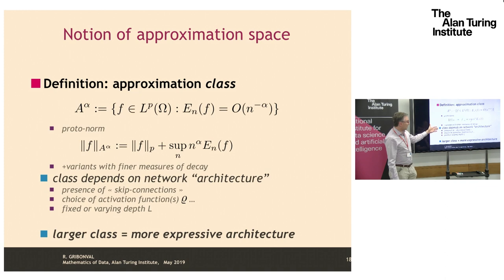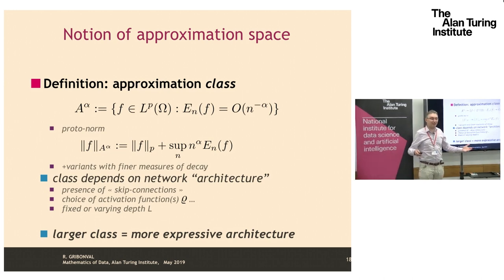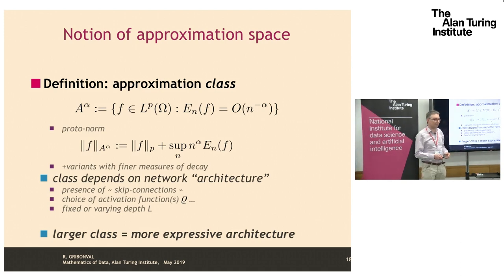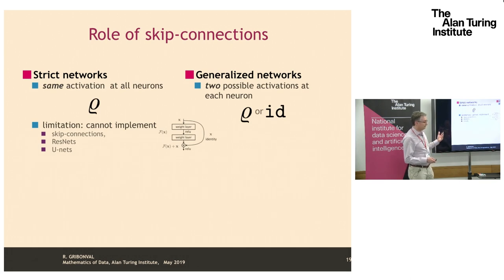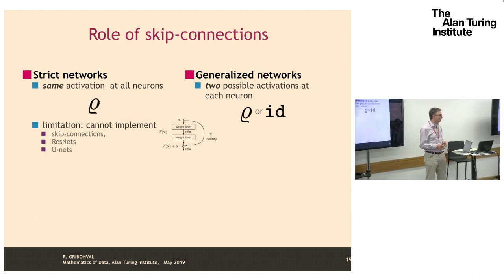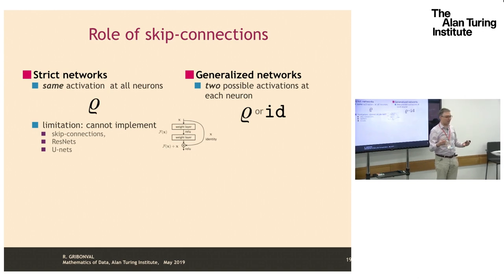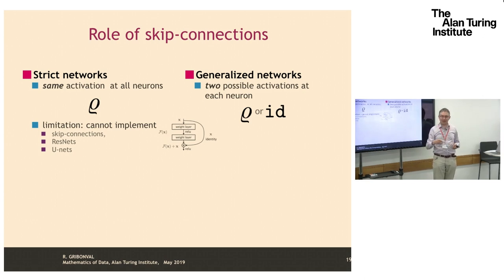Of course, a priori, this class depends on the architecture of the network, so it can depend on the nonlinearity, and it can depend on the depth. The larger the class, the more expressive the architecture; the smaller, the less expressive. Here, I'm finally specifying my answer to Ron's question at the beginning. Do I consider a fixed nonlinearity at all neurons, or can I change the nonlinearity? If you fix the same nonlinearity at all neurons, there's something you cannot directly implement with your architecture, something that practitioners use a lot, which are called skip connections.